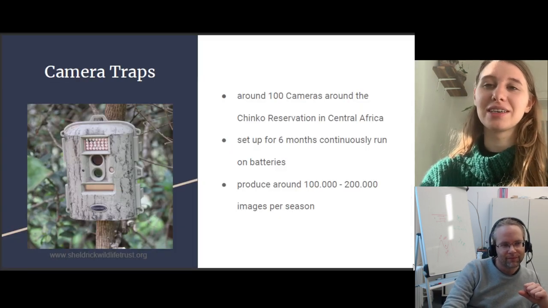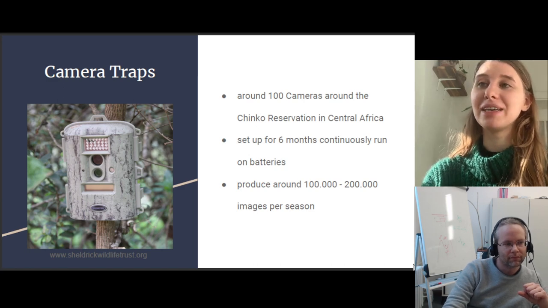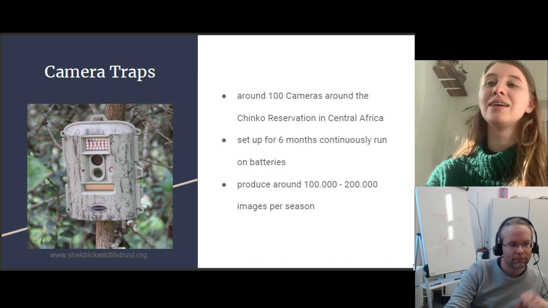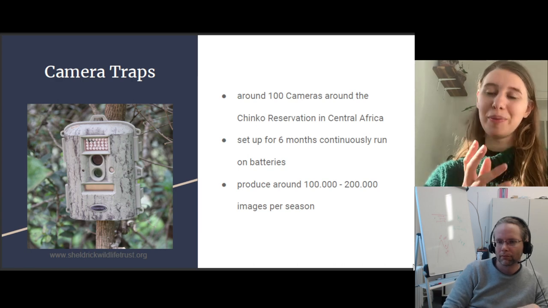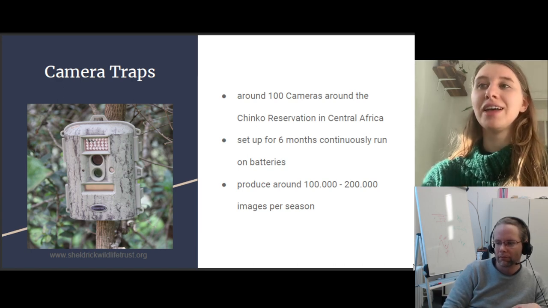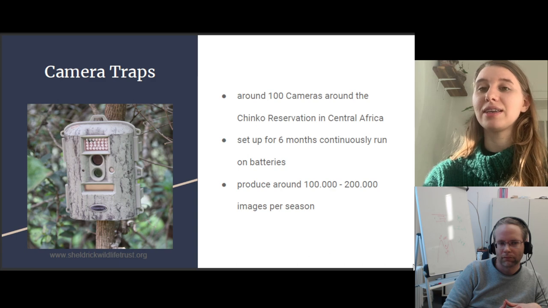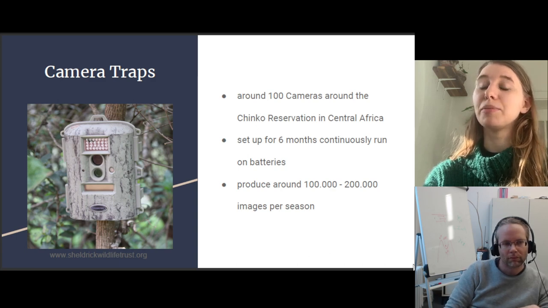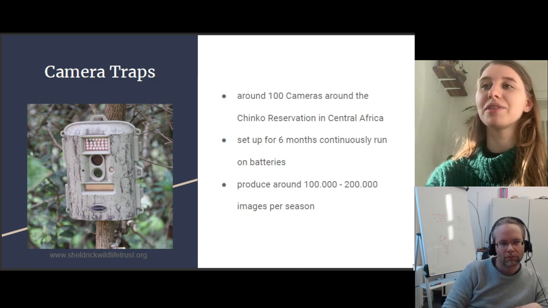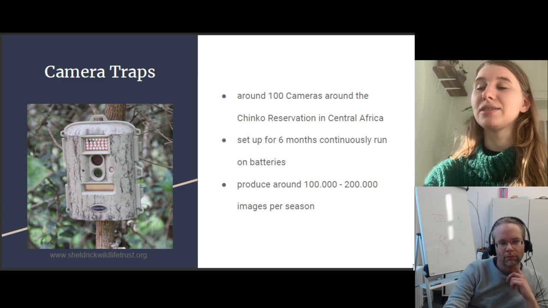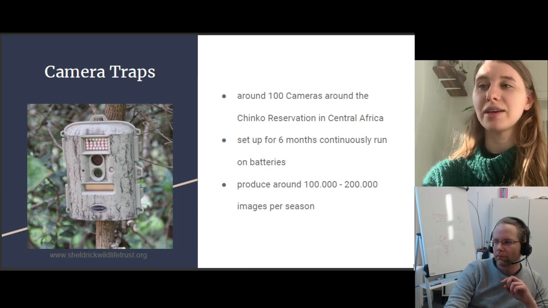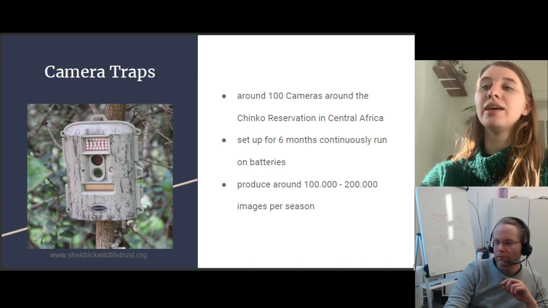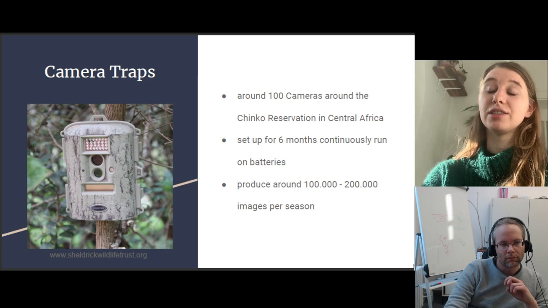So before I talk about all the technical stuff, you might not know what a camera trap is. A camera trap is pretty much just this little box where a camera is in there, and there are different techniques on how it takes images, but ours is just a motion sensor. So anytime something moves by it, it'll take a series of 10 images and save those. And we have around 100 cameras in the reservation, and they're in different locations.